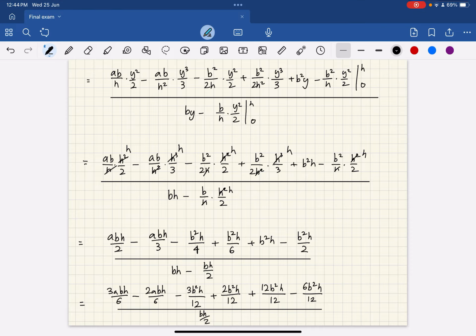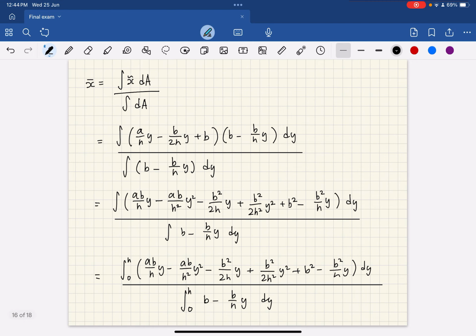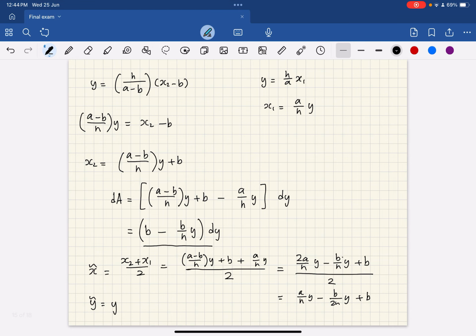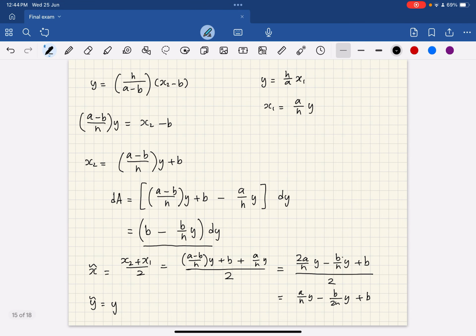Okay, let me just double check first, yeah. Okay. Let me just double check if I mis-simplified the expressions or not, yeah? Just to double check. Okay, let's start from here.